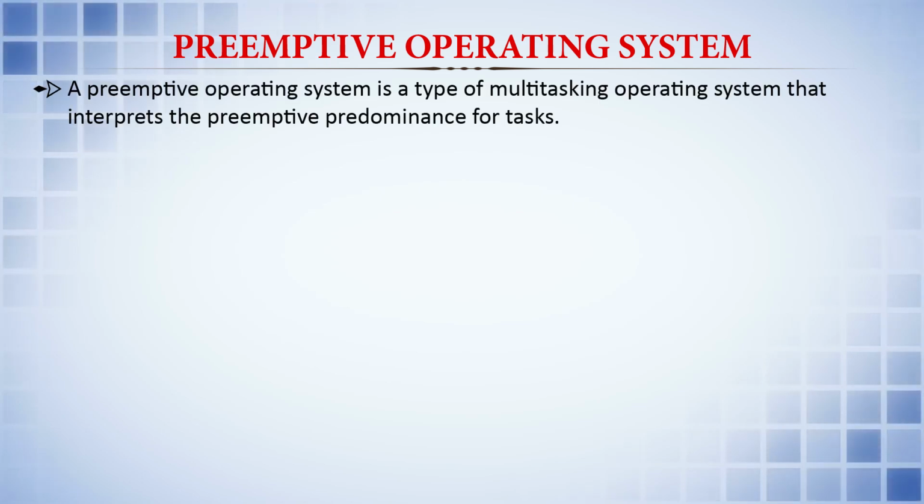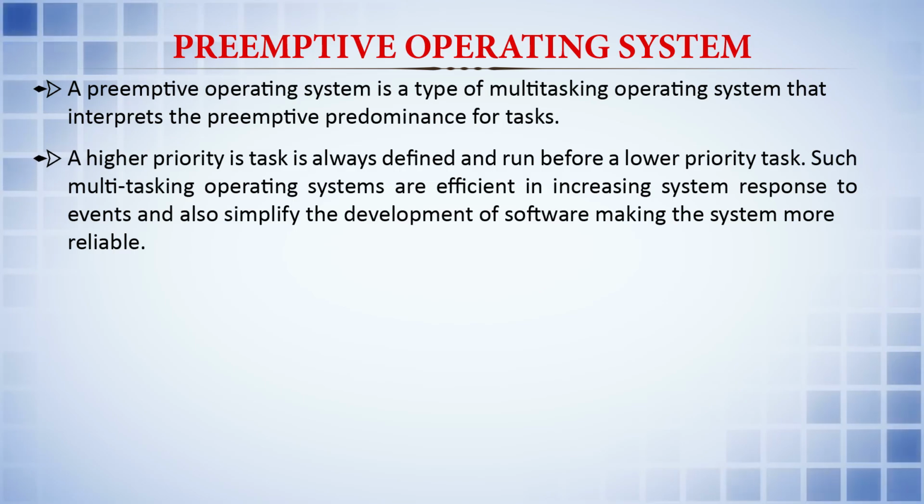Another system that we can talk about is the preemptive operating system. A preemptive operating system is a type of multitasking operating system that follows preemptive priority for the tasks. A higher priority task is always picked and run before a lower priority task. So, here the key word you are coming across is preemption. Suppose there is a queue of tasks to be done, the higher priority task will get the focus and be done first, then comes the turn of the lower priority.